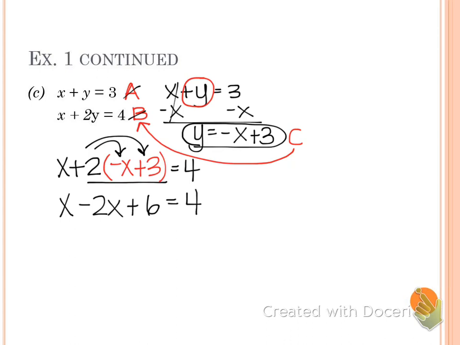Layla, what's our next step? What are our like terms? X and negative 2x. Very good. X and negative 2x. So, Layla, when we combine those, what do we get? Negative x, or negative 1x, plus 6 equals 4.